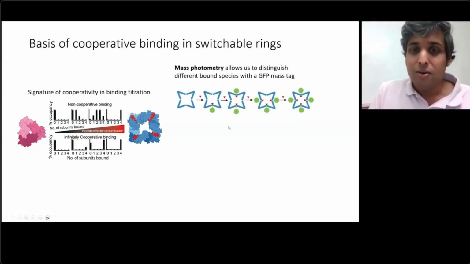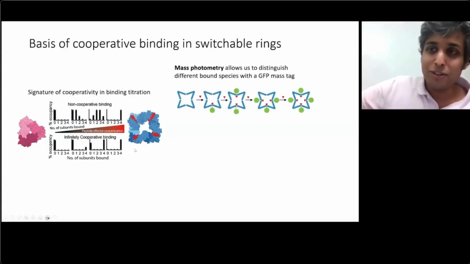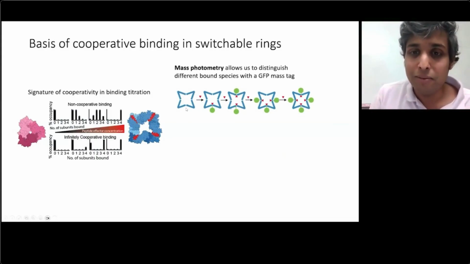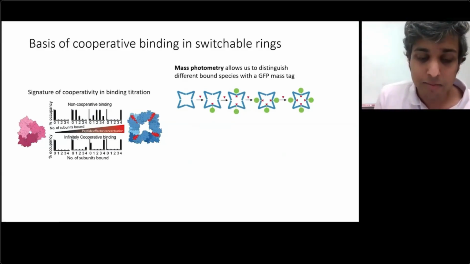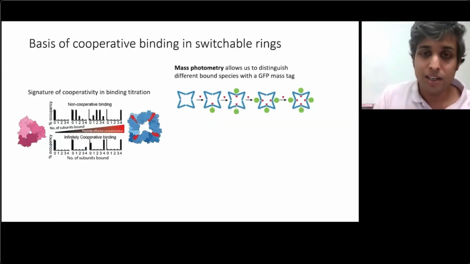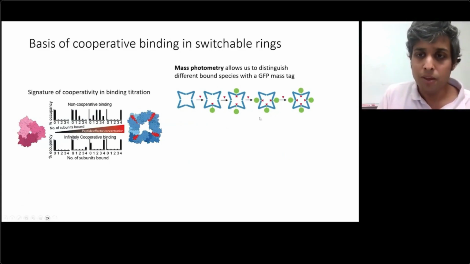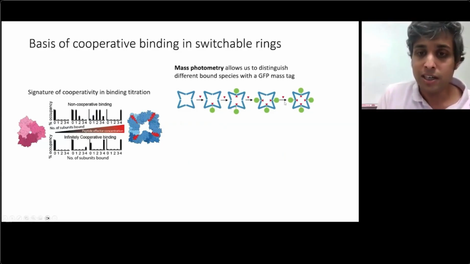So what we need to do is be able to distinguish between all of these different partially bound ring species, right? One way to do that is to simply take the peptide and add on some kind of mass tag. In this case, 30 kilodaltons from a GFP that you can just genetically fuse to the peptide and then express in E. coli and purify it. Over here, I'm showing the 5 species that we want to be able to distinguish.